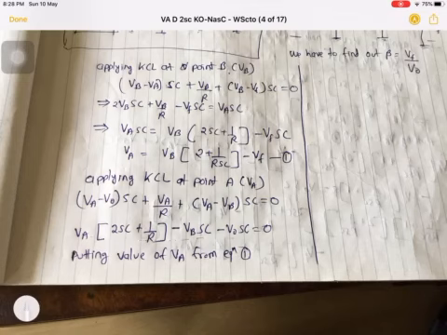We have written this equation. Now putting the value of VA from equation 1. What is equation 1? VA equals VB times 2 plus 1 by RSC minus VF. Putting the value of VA from equation 1.